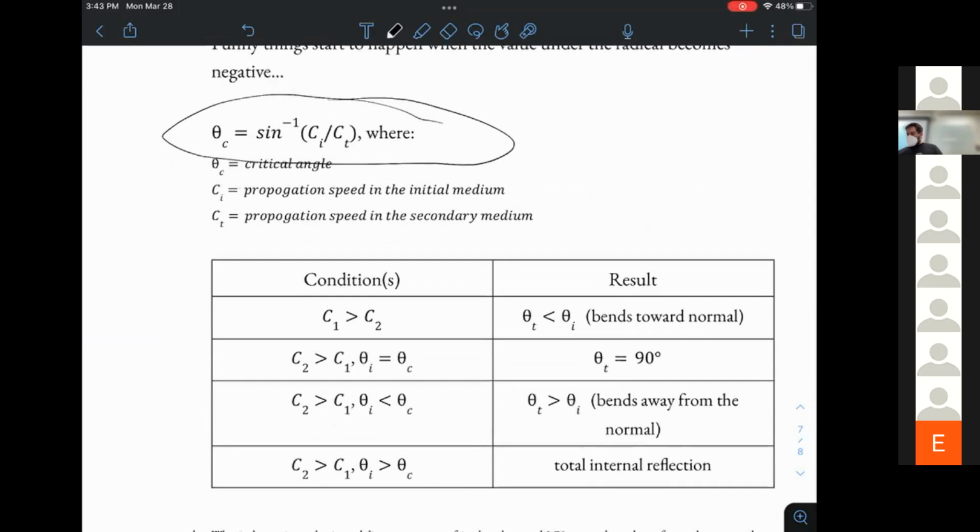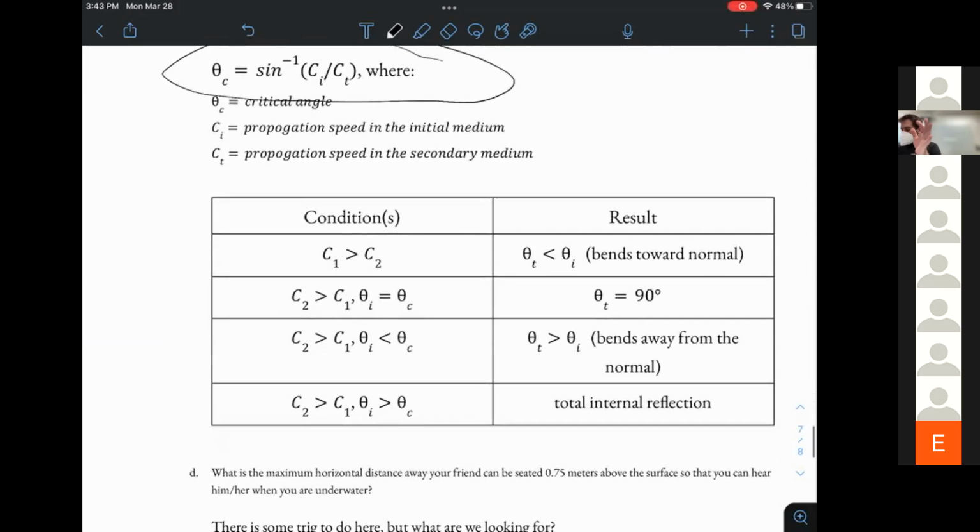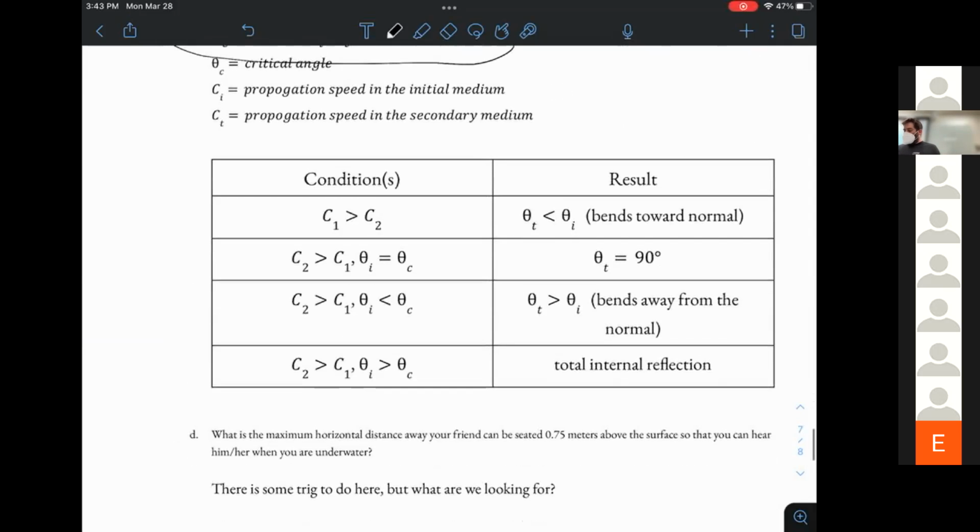Then if, again, C2 is greater than C1 and the incident angle is less than the critical angle, then we're going to bend away from the normal now. And then there's this other weird scenario where C2 again is greater than C1 and the incident angle is greater than the critical angle, and we end up with total internal reflection, right? We talked about that plenty in class, but here it is all put together in a table for you.